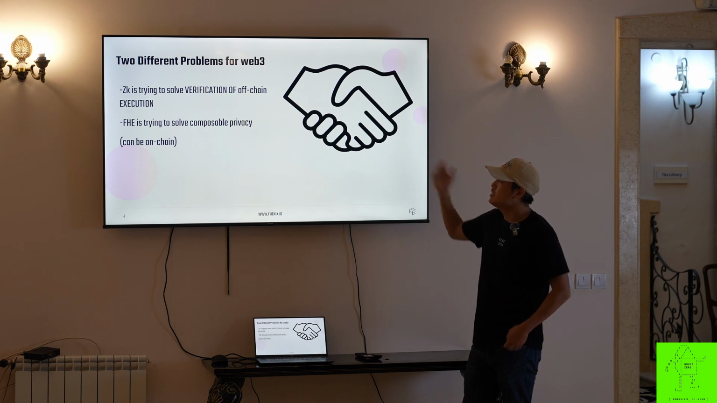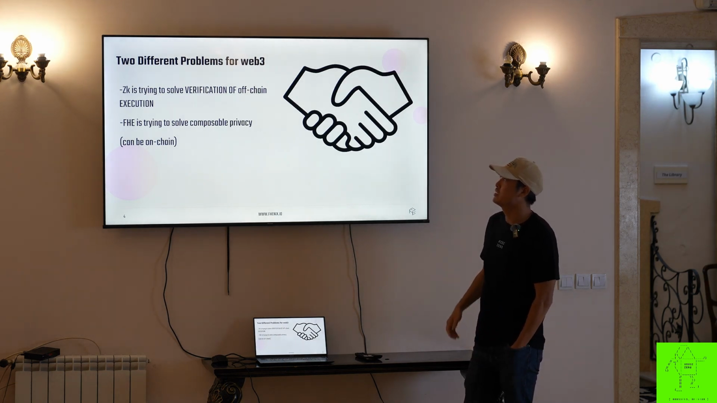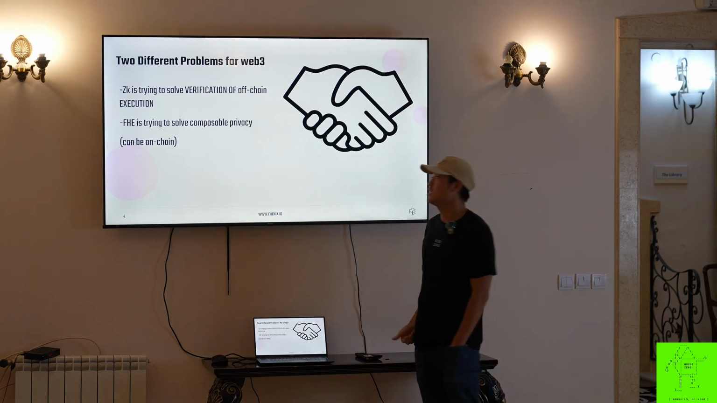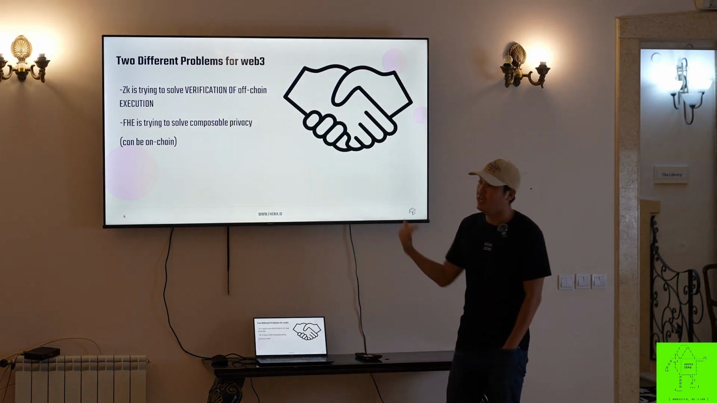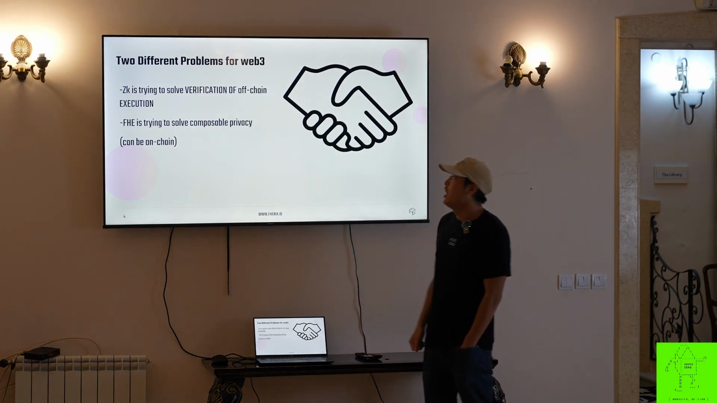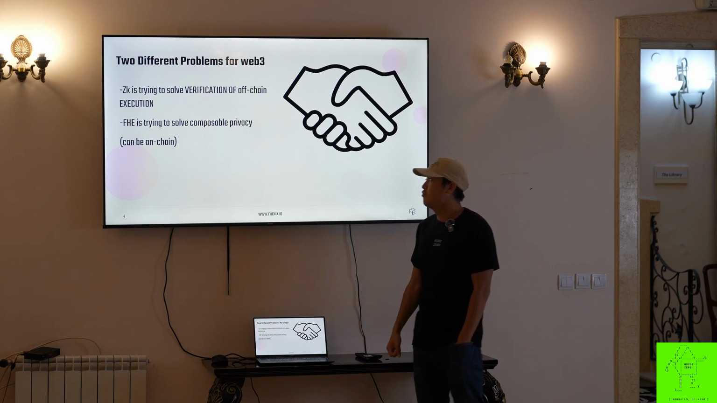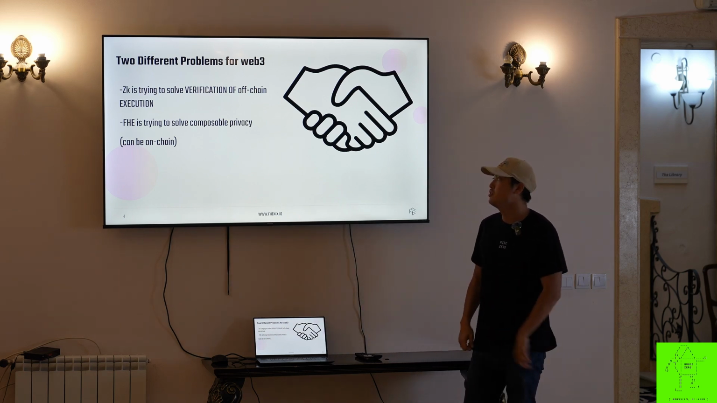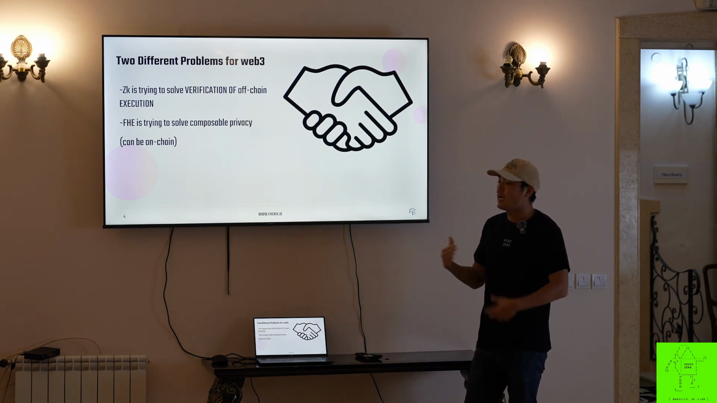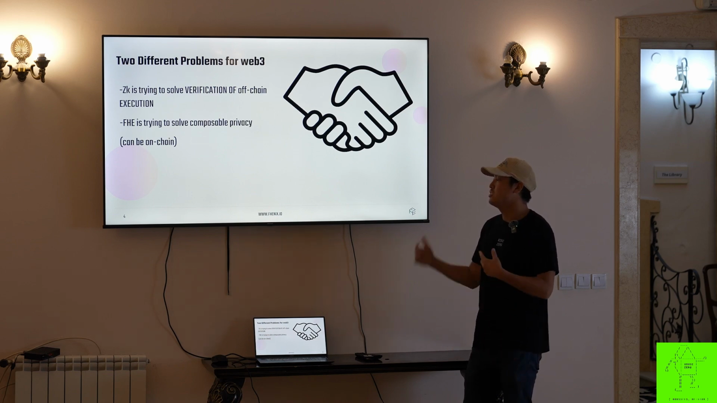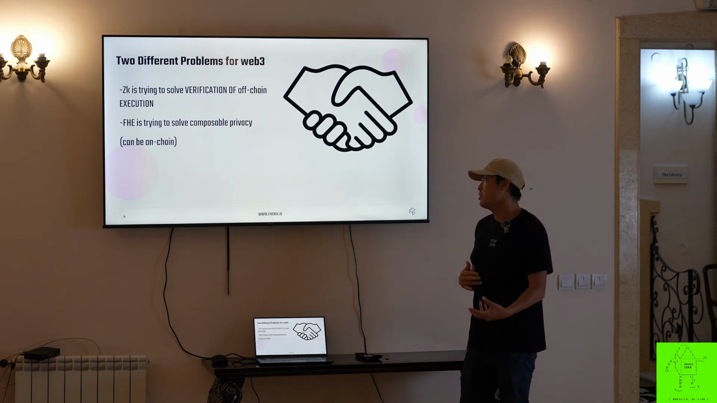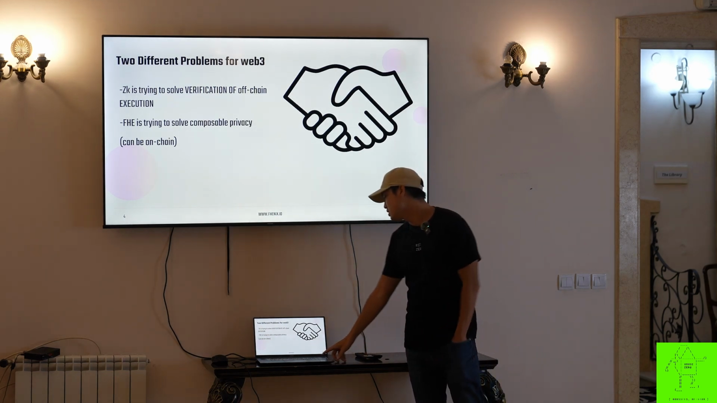But to me, ZK is trying to solve a very different problem, right? It's sort of the off-chain verification, and you're verifying the correct execution. Sure, you can keep the inputs private, but how far does that really go? And then FHE is trying to solve the problem of end-to-end encryption privacy, which is basically actually doing each of these state transitions. Each of these values can remain private, even if you have adversarial data sets.